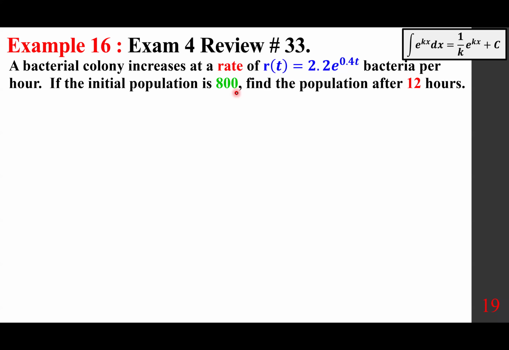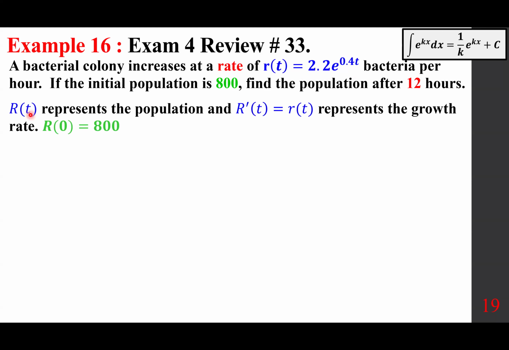Well, this is what is called the accumulated change theorem, or the net change theorem. So if this is the rate, this is the derivative, capital R of t represents the population. Therefore, we're going to write capital R of t represents the population, and therefore capital R prime of t, or lowercase r of t, which is 2.2 e to the power 0.4 t, represents the growth rate. And what is this 800? R of 0, the initial population, R of 0.